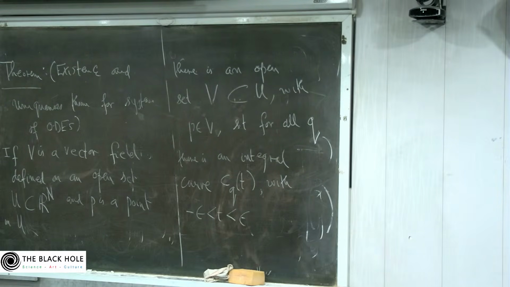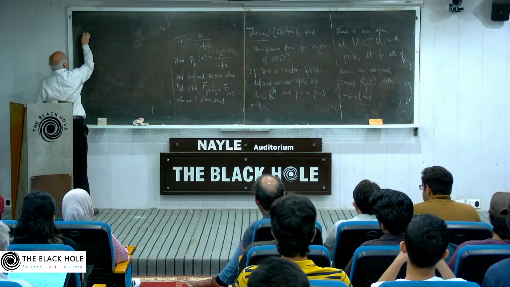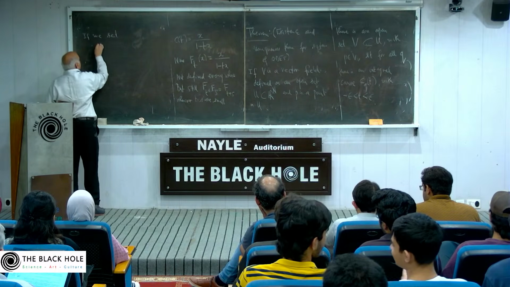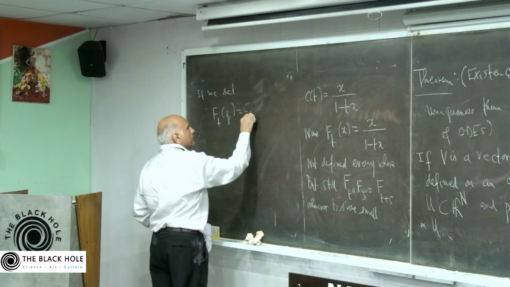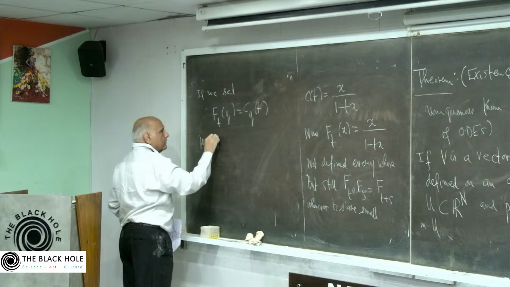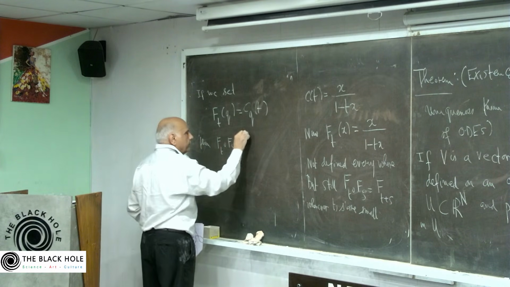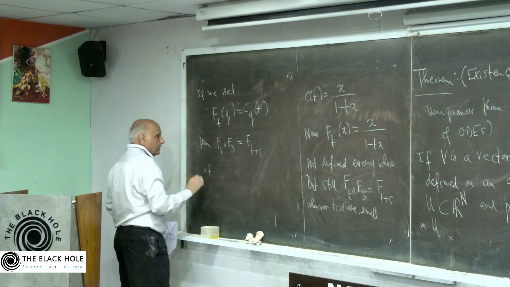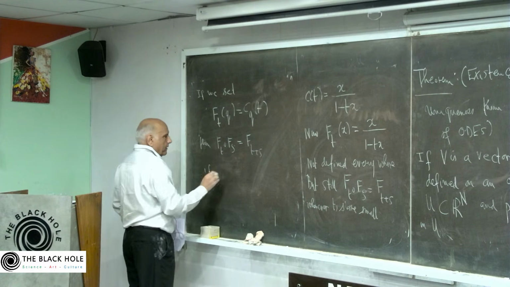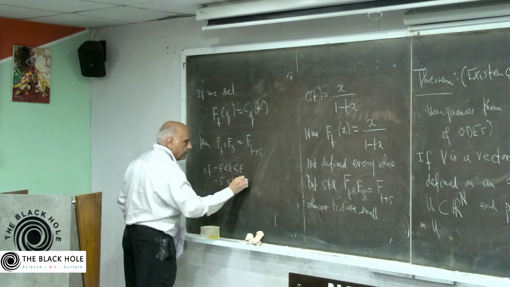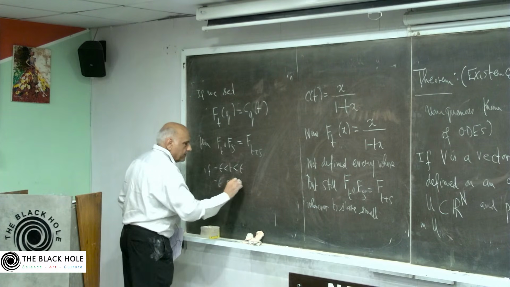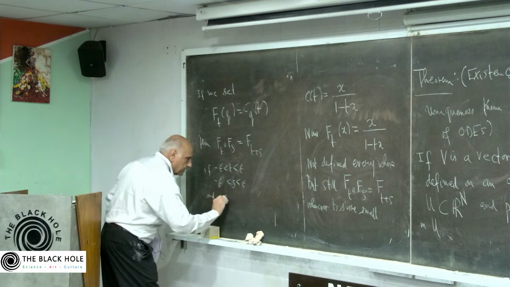if we set F_t of Q equal to, what did I write, c_Q, then F_t composed with F_s is equal to F_(t+s) if minus epsilon is less than s is less than epsilon, and minus epsilon is less than t plus s.